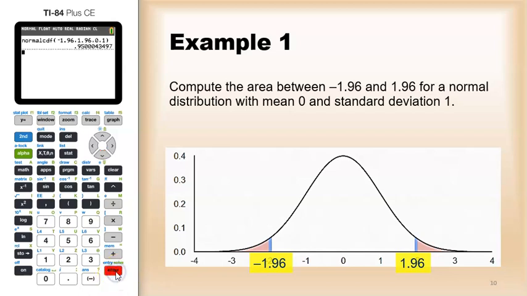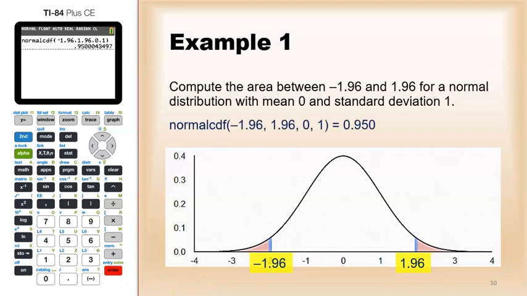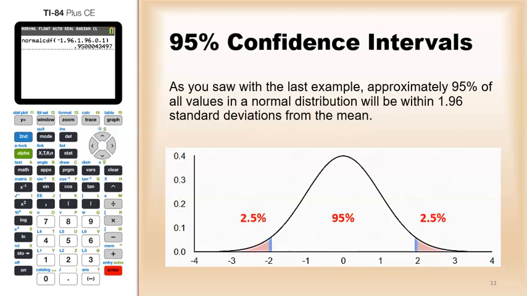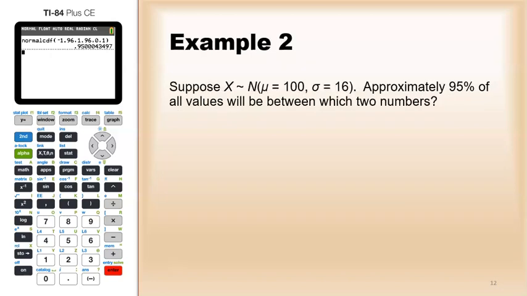Enter, and then enter again, and you see I get 0.95000. So basically about 95%. So the normal CDF from negative 1.96 to 1.96, mean of 0, standard deviation of 1, that's almost exactly 95%. So essentially, 95% of a normal distribution is between negative 1.96 and 1.96. As you saw in the last example, approximately 95% of all values in a normal distribution will be within 1.96 standard deviations from the mean, either below or above.